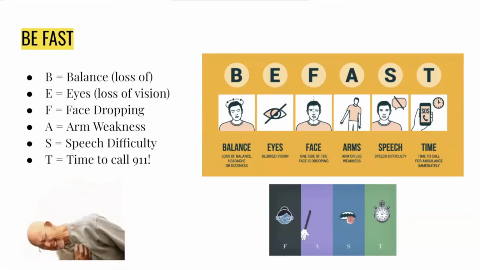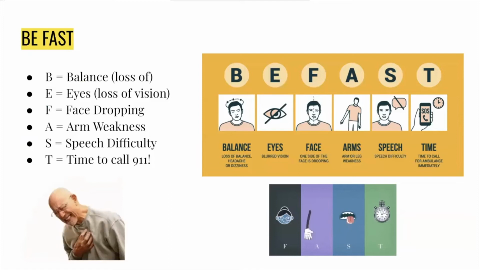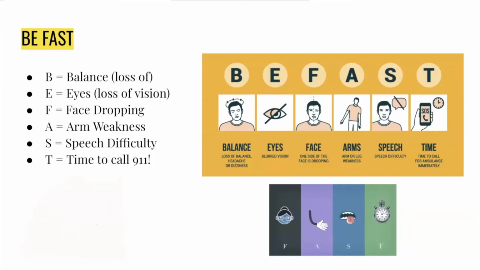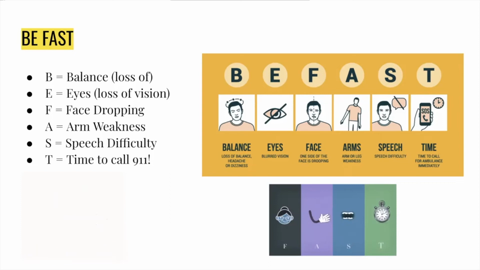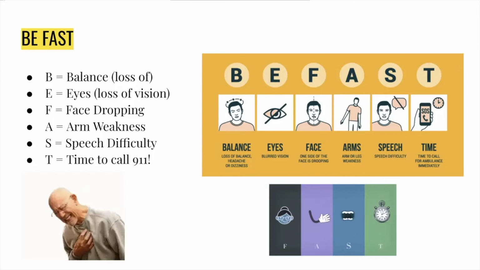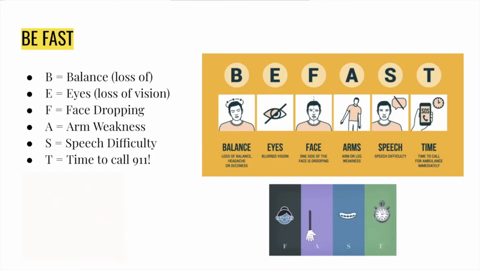A, arm weakness. Is one arm weak or numb? Ask the person to raise both arms. Does one arm drift downward? If so, the person may be suffering from a stroke. S is for speech difficulty. Is the speech slurred? And T, time to call 911. As the acronym states, be fast. Time is of the utmost importance to get the person suffering from a stroke to a hospital immediately.